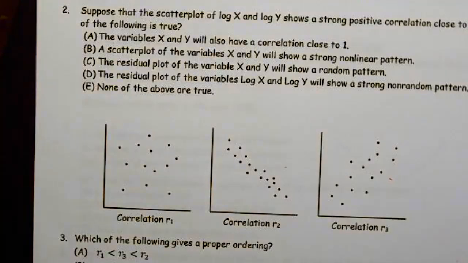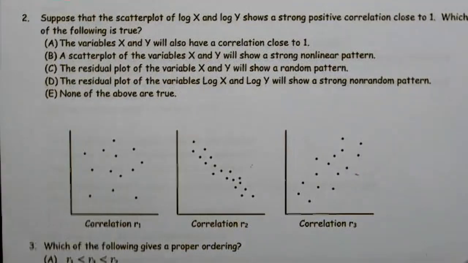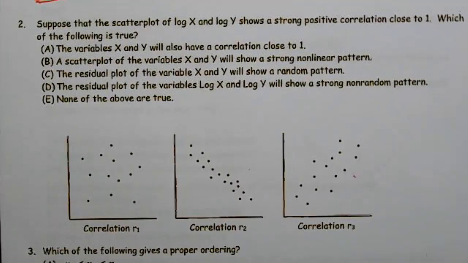All right, this is number 2. Suppose that a scatter plot of log x and log y shows a strong positive correlation close to 1. Which of the following is true?